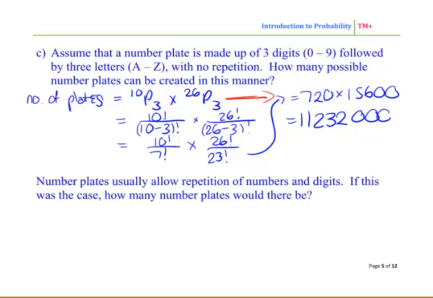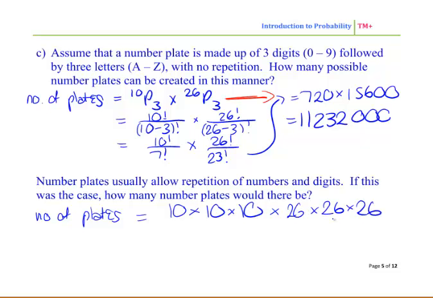Now number plates usually allow repetition of numbers and letters. If that was the case, how many number plates would there be? Well, if you can have repetition, I've got 10 things to choose from for the numbers, and then I have 26 letters, and I need 3 lots of them. So I can have that repetition. That would give me 17,576,000 plates.